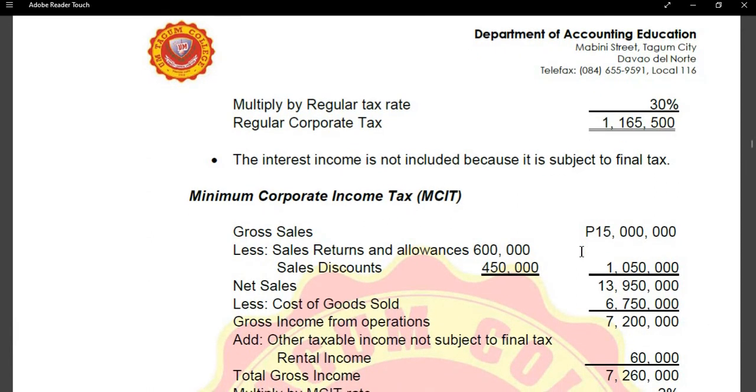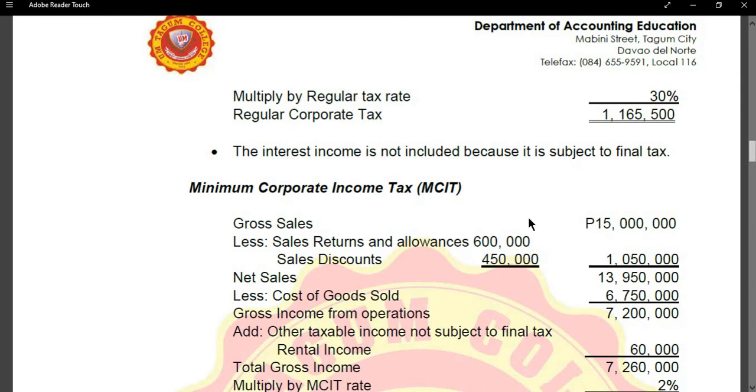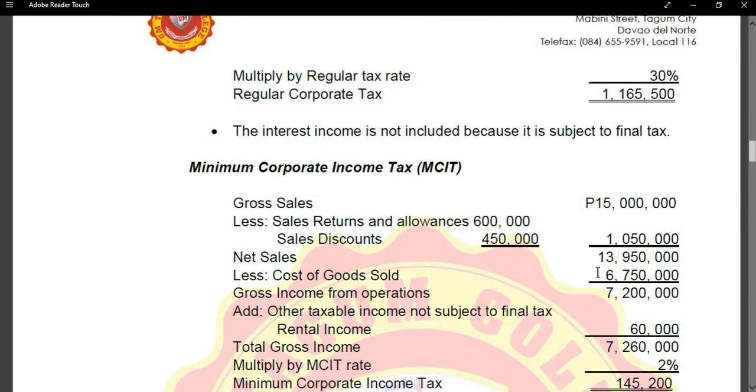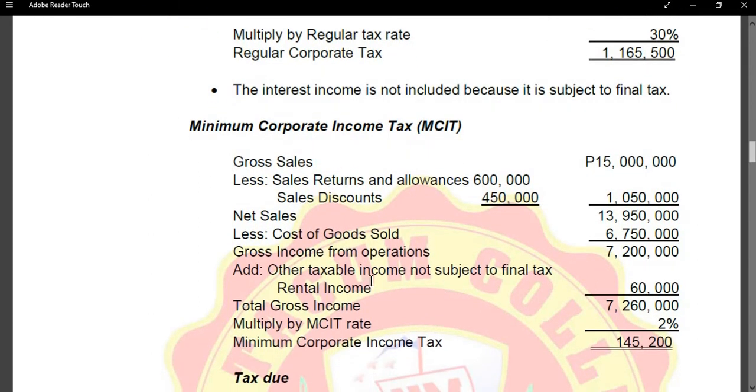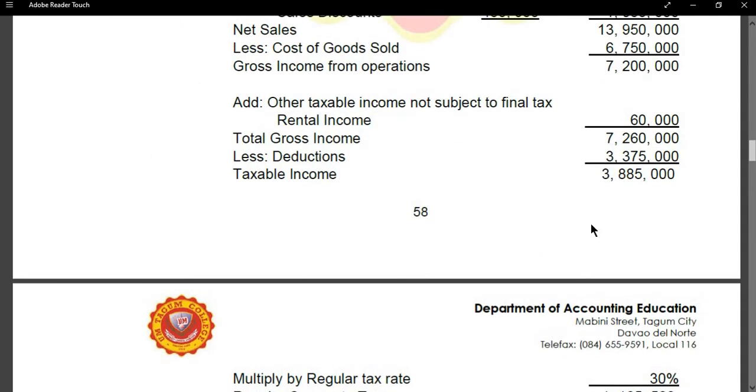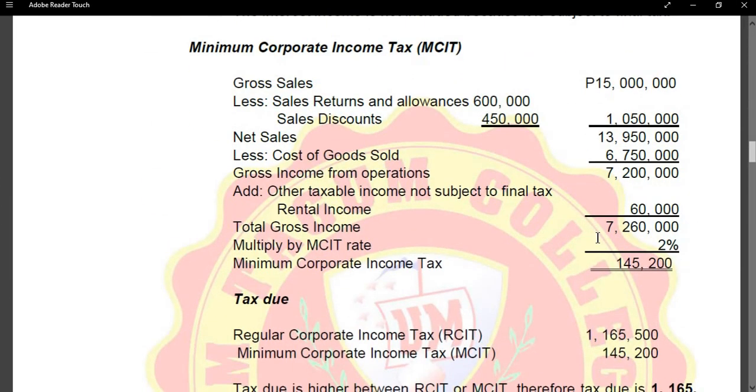So how to compute? Of course, gross sales na 15 million. Less returns, allowances, and discounts. That gives you a net sales of 13,950,000. Less cost of goods sold na 6,750,000 pesos. Gross income from operation of 7,200,000 pesos. Again, plus other taxable income not subject to final tax, which is the rent income of 60,000. That gives you a gross income of 7,260,000 pesos.